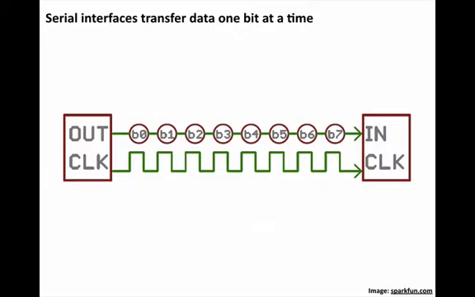There are interfaces that do not use a clock line. They agree on a data rate, and through something called a UART, Universal Asynchronous Receiver Transmitter, they can coordinate this serial communication, and that is commonly what's done when you're talking, for example, to your Arduino.